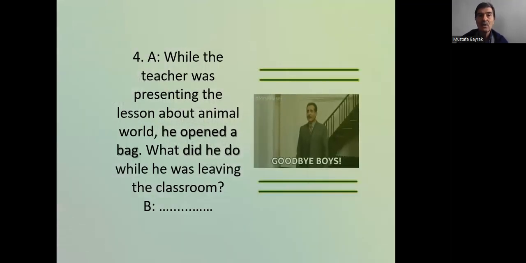Now, dialogue 4: while the teacher was presenting the lesson about the animal world, yes, what did he do? While he was presenting the lesson about the animal world, he opened a bag, okay? While doing something, he did a certain thing. He opened a bag. What did he do while he was leaving the classroom? So, while he was leaving the classroom, he said goodbye, boys. He said goodbye.